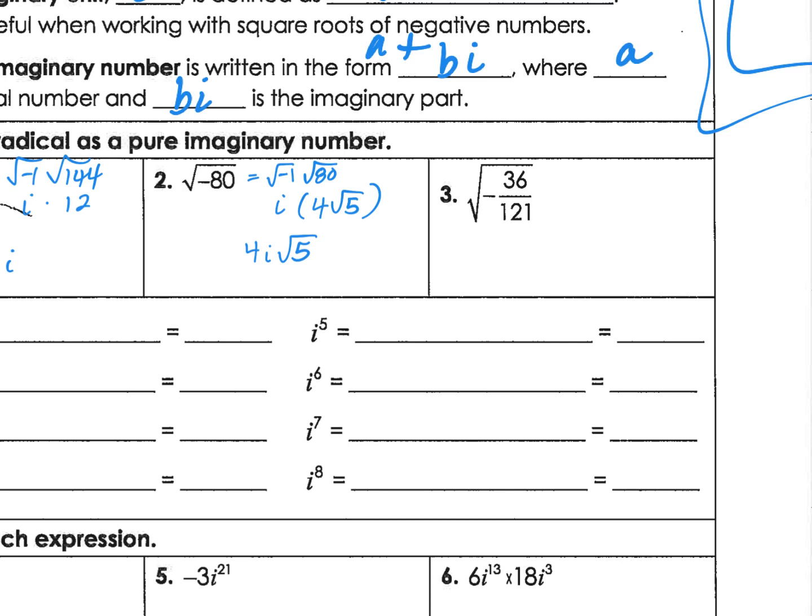Same thing goes with this. We can still rewrite this as the square root of negative 1 times the square root of 36 over 121, which is, of course, i times the square root of 36 over the square root of 121. You realize you can take a fraction and divide it up into the square root of the numerator and the square root of the denominator, right? Remember your square root rules, which makes this answer what? 6i over 11. Yes. We actually write it as 6 over 11 i. Think about why that is. We don't put the i in the numerator. We put it out to the side because remember we're writing it as bi. Okay?